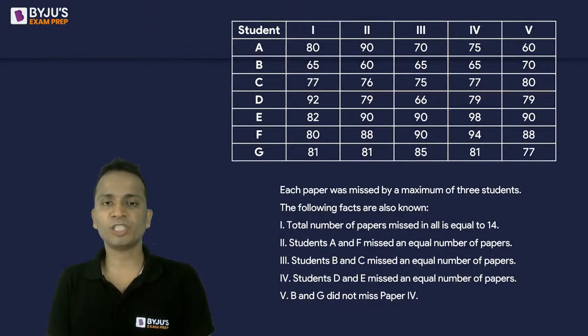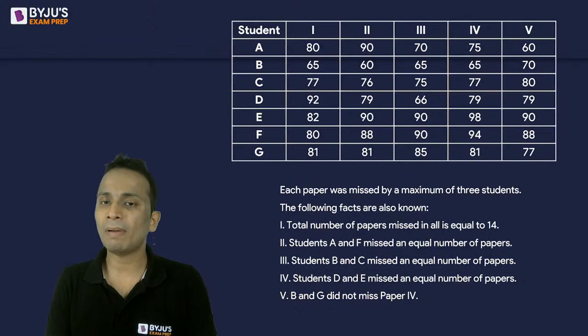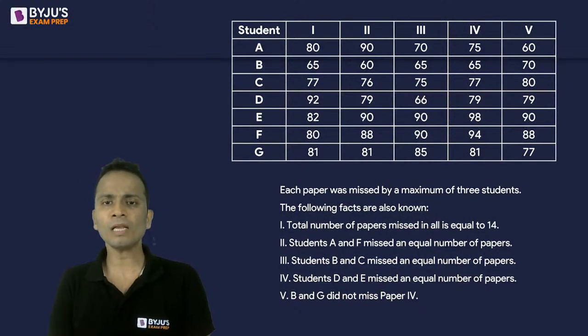Now, below the table, the information is that each paper was missed by a maximum of 3 students. The following facts are also known. Number one, the total number of papers missed in all is equal to 14. A and F missed an equal number of papers. B and C missed an equal number of papers. D and E missed an equal number of papers. B and G did not miss paper number 4. So that's it, this is the information. On the basis of this, you will have to determine which student has missed which paper.